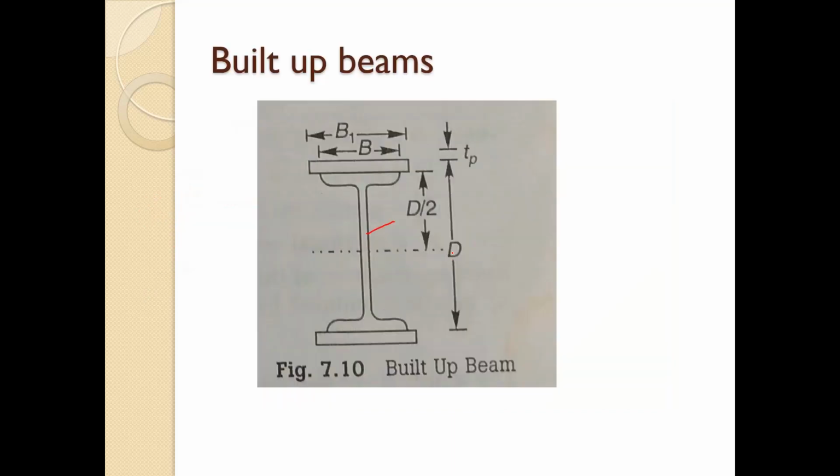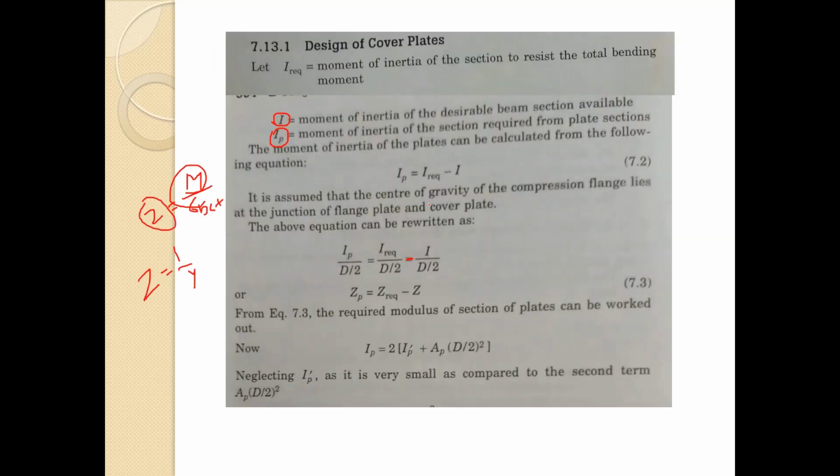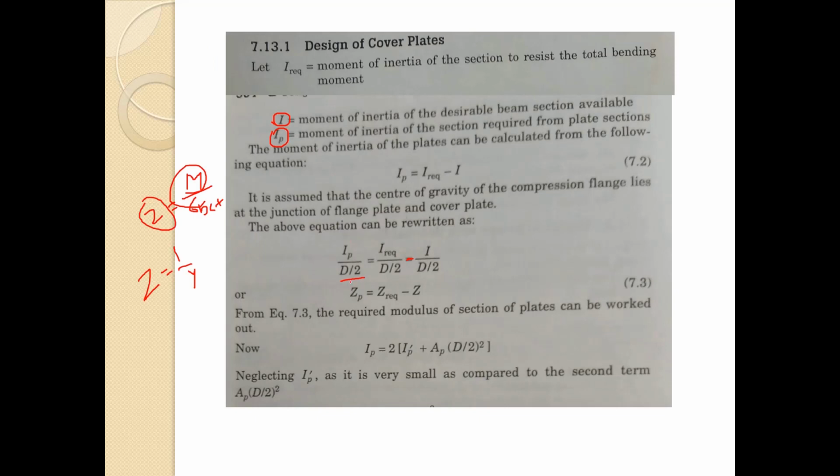Here you can see this d is nothing but the overall depth of the section, and we have assumed the center of gravity of the compression flange lies at the junction of the flange plate and cover plate. That's why we are taking it as d by 2. Compression flange means this entire flange. So now this becomes I by y, that is Zp equals Z required minus Z. From this equation, the required modulus of section of the plates can be worked out.